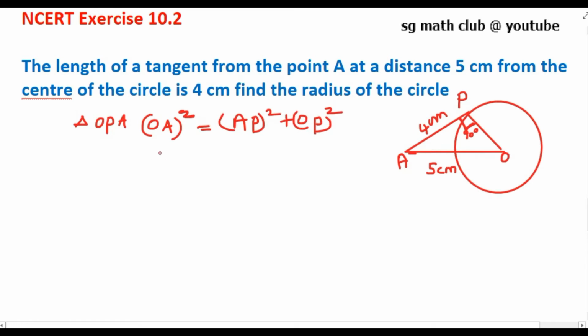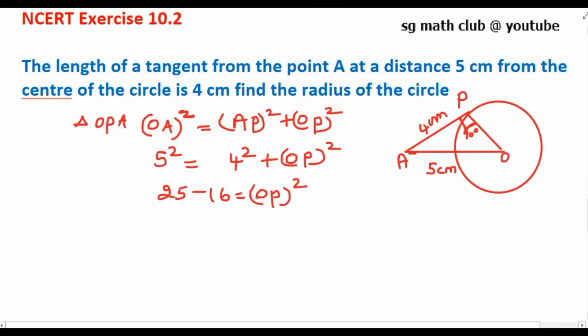Now OA square, I know, is 5 square, which is equal to AP square, that is 4 square, plus OP square. So 25 minus 16 is equal to OP square. Then 9 is equal to OP square, or OP is the square root of 9, which is equal to 3 centimeter. OP is 3 centimeter. The radius of the circle is 3 centimeter.